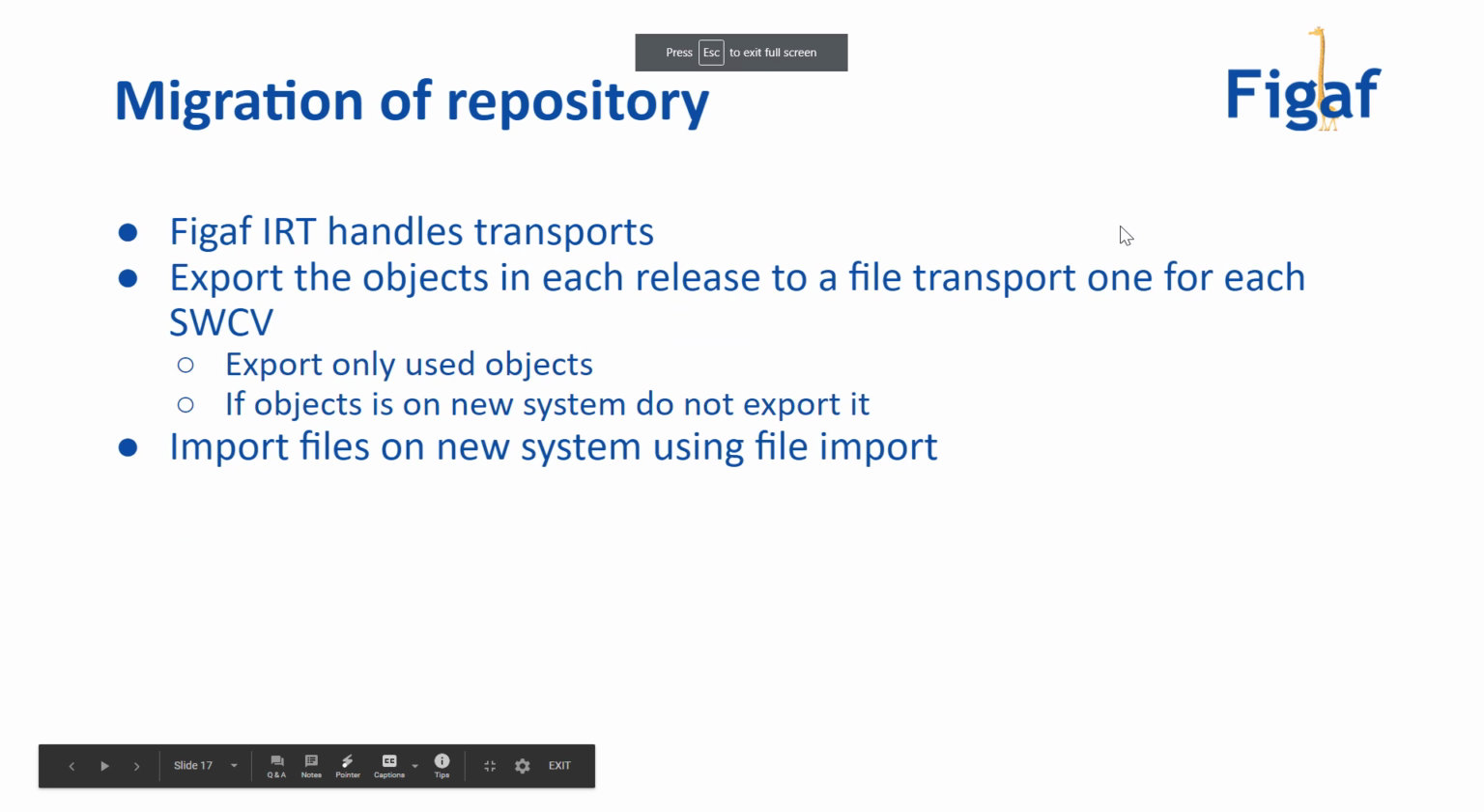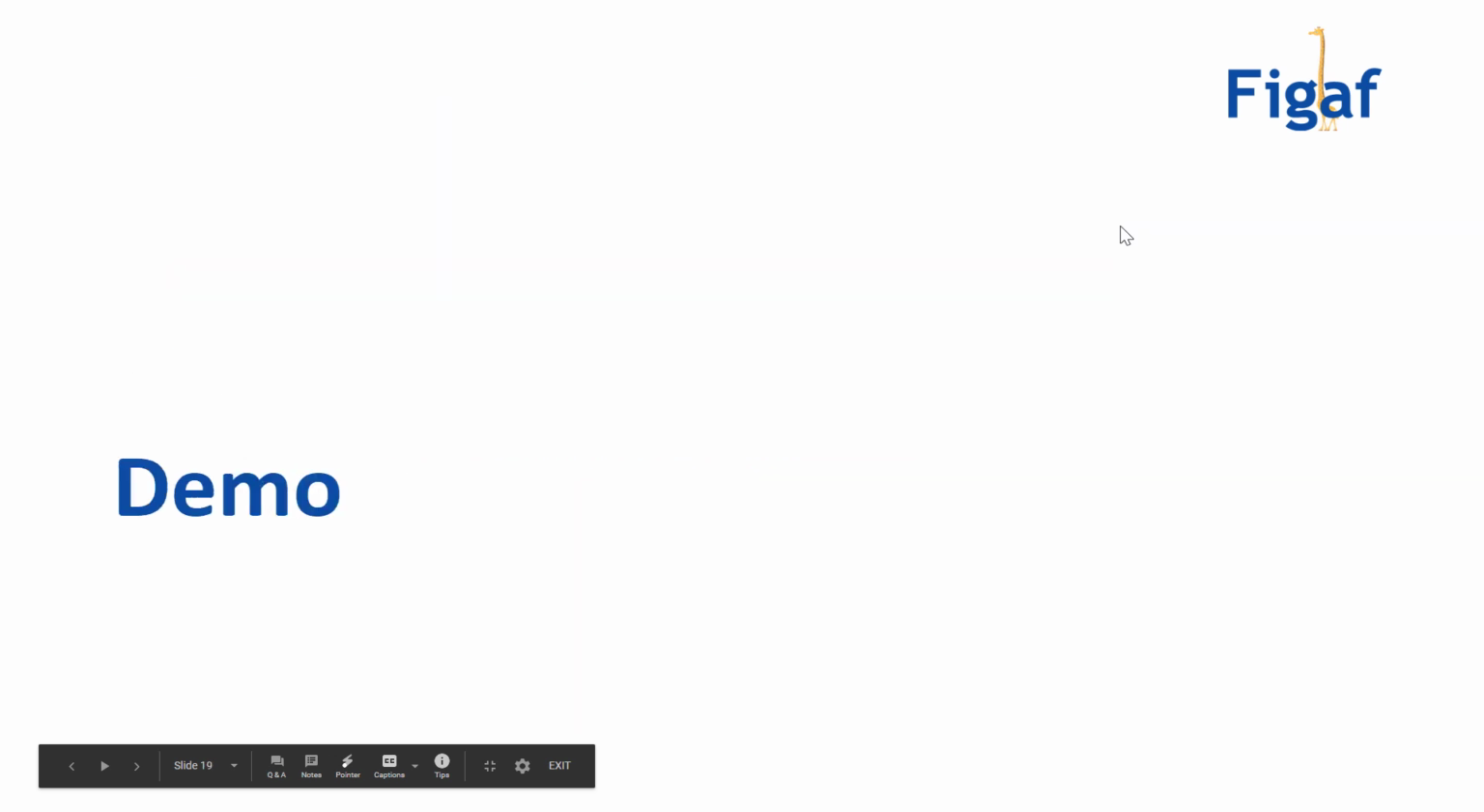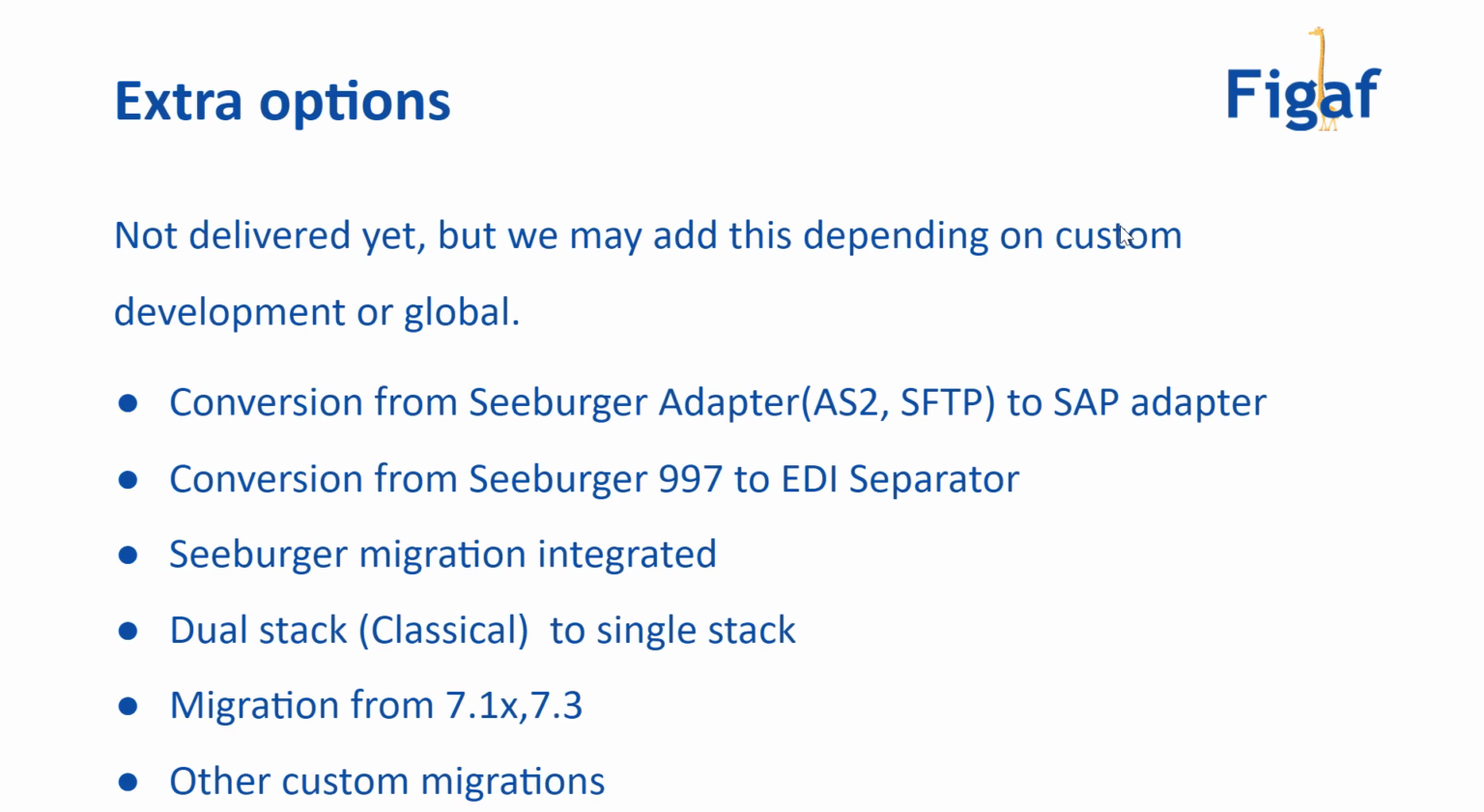So let's see. I hope you could see how the tool works, what kind of functionality we have in it. So we are currently looking at whether it's able to migrate from something older than 731 that we have currently been using as our target system, and then if we need to fetch data from or manage Seeburger migrations or something like that.